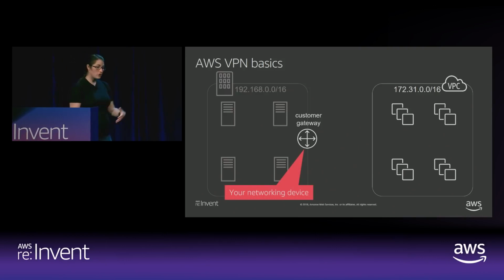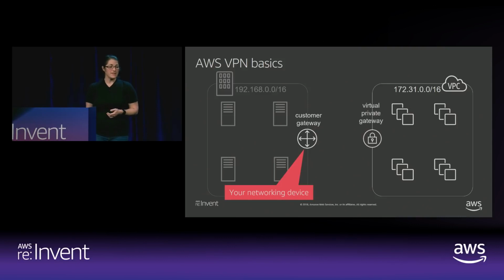On your own data center side, you'll get your own networking device. And following our documentation, where we have step-by-step instructions, you'll set that device up to act as something called your customer gateway. And that's going to be your on-premise end of that VPN connection.